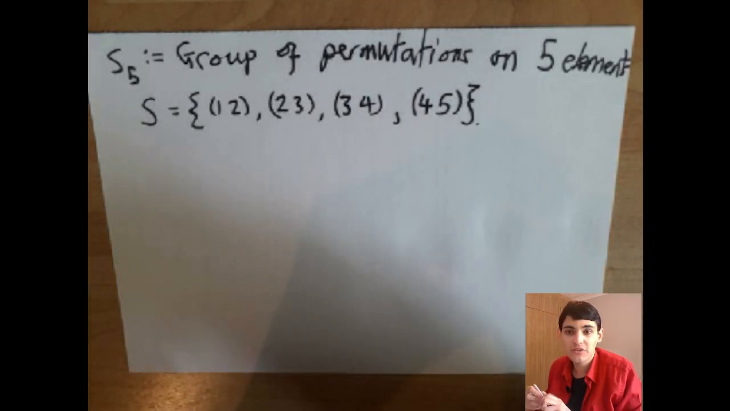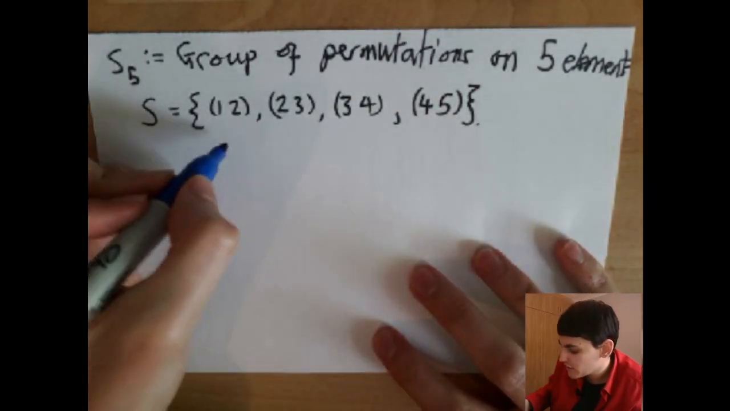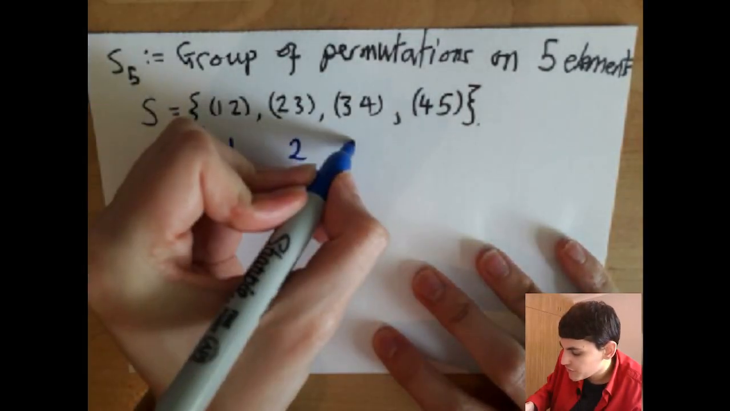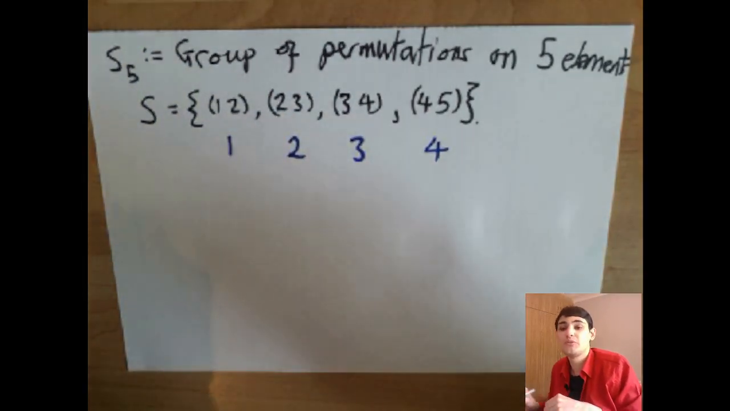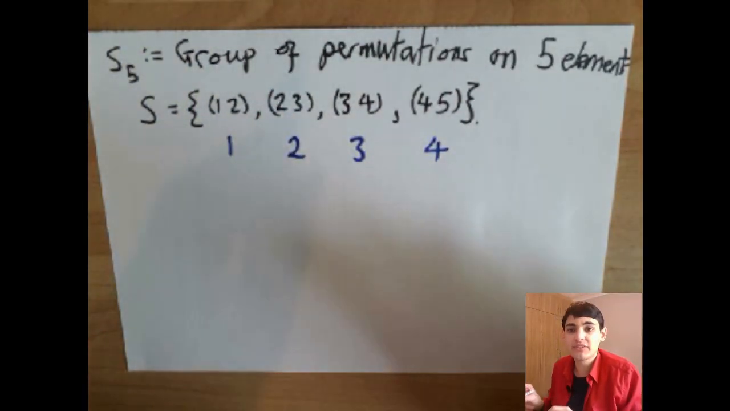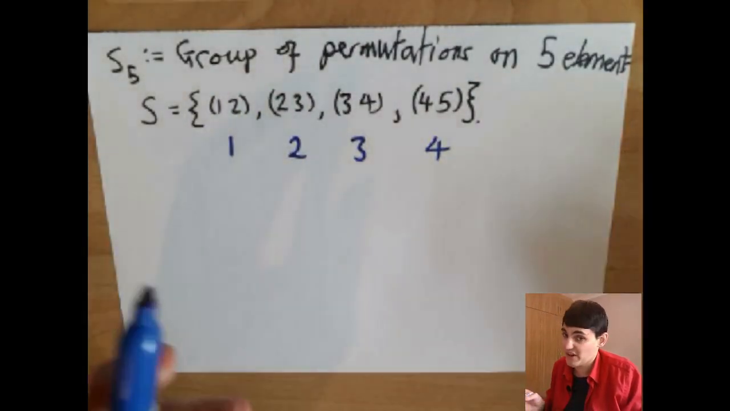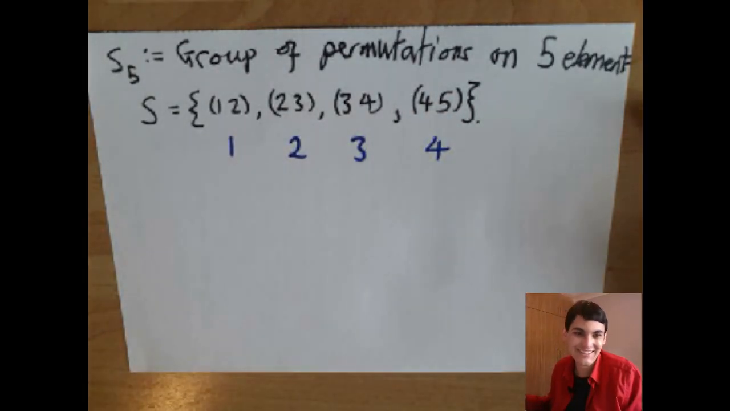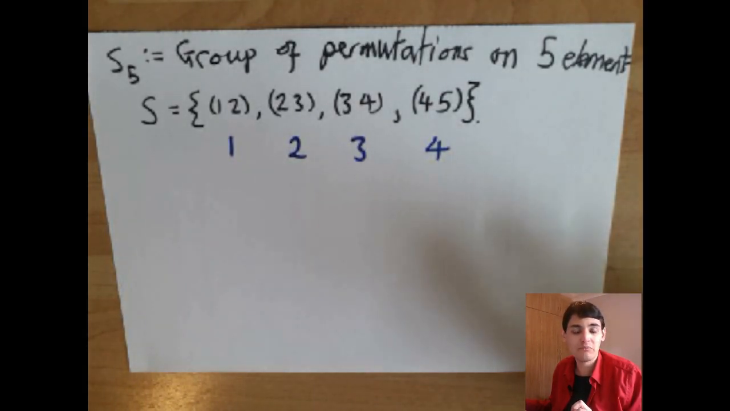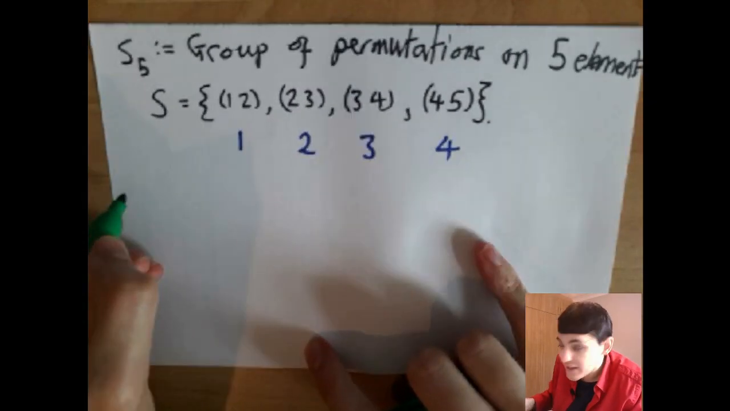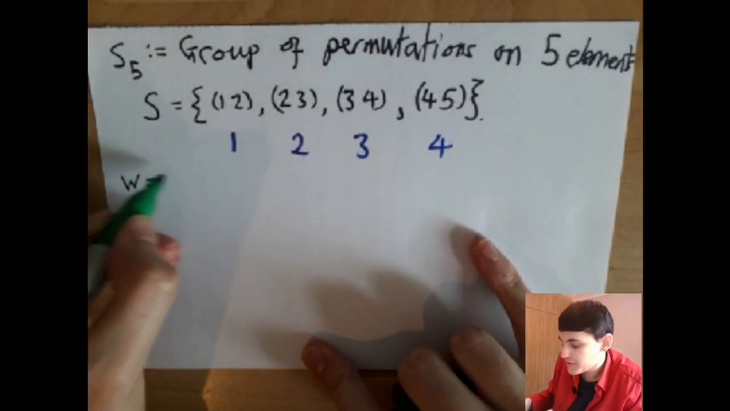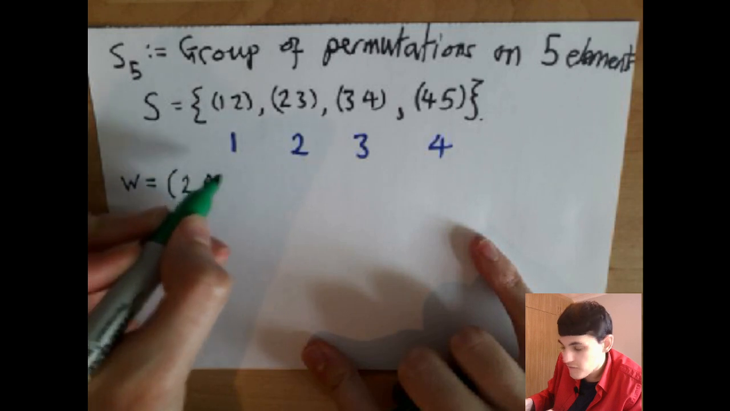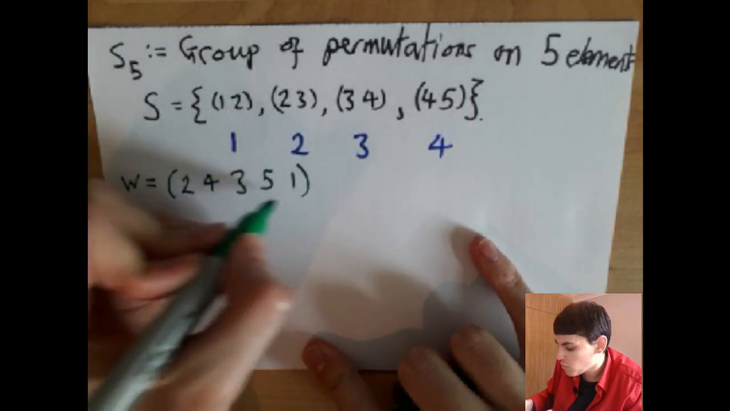What we're going to do here is write 1, 2, 3, and 4 in blue to refer to these, just because I don't want to keep writing out the whole lot with all the brackets. That's effort I don't want to put in. So let's work out the inversion number of a random element. Let's take the element W equals 2, 4, 3, 5, 1.